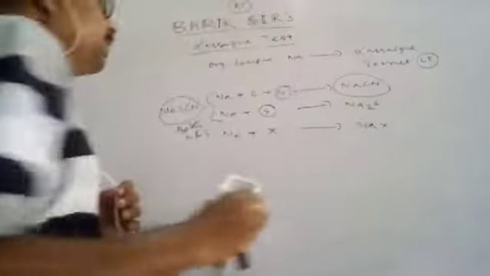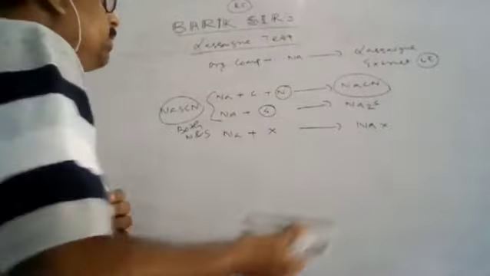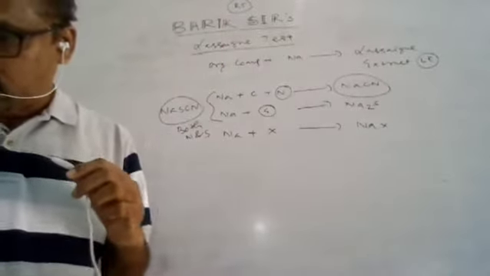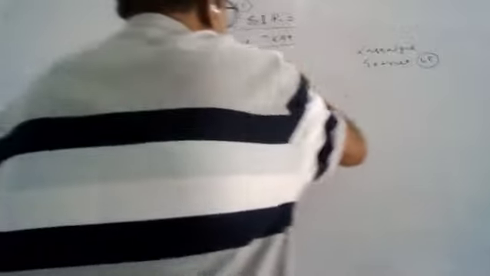So this extract is called the Lassaigne extract. With the Lassaigne extract, we can detect the different elements. First we will go for the detection of the different halogens. First we'll start with halogen, that will be easier for your understanding. Then we will go with the others.